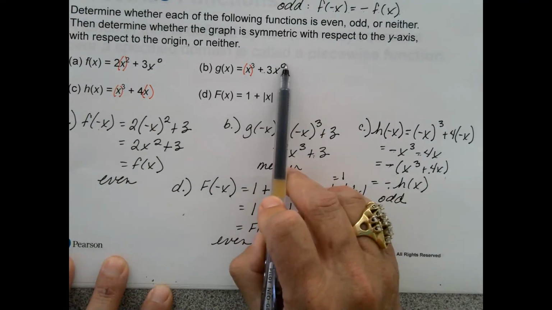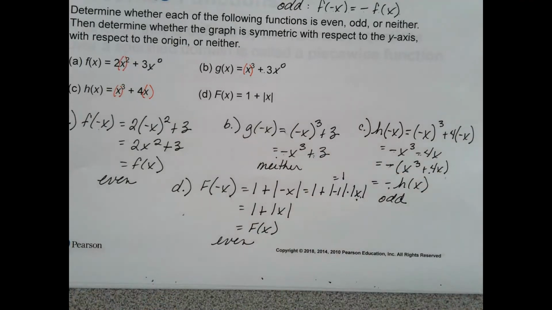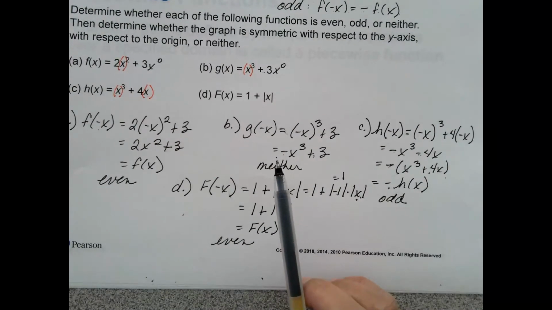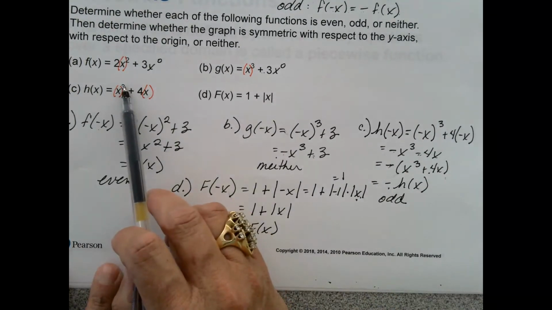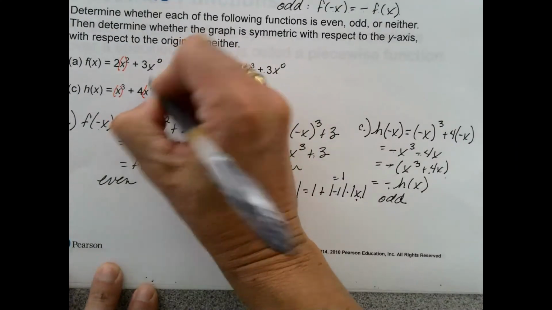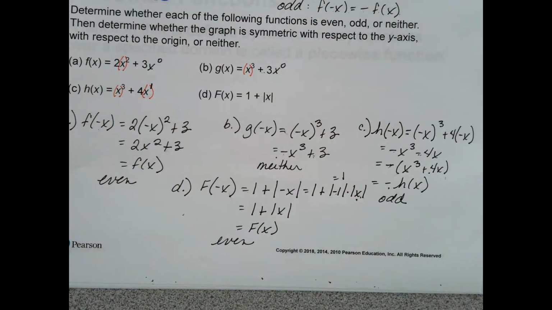3 was odd, 0 is even. You have a mix of odds and evens. This one is neither. For this one, I have an x to the third times an x to the implied first. 3 and 1 are both odd. That is an odd function.